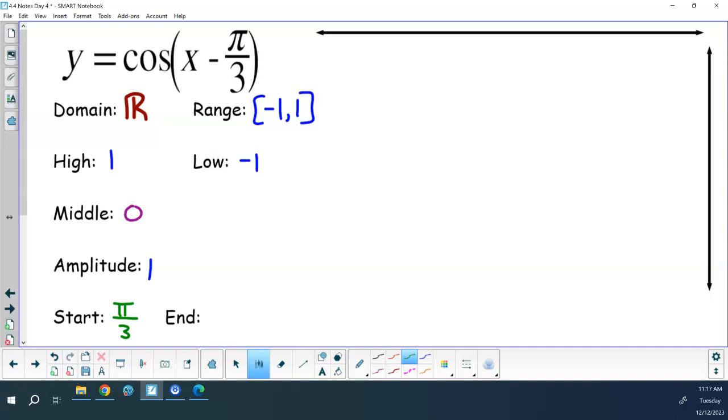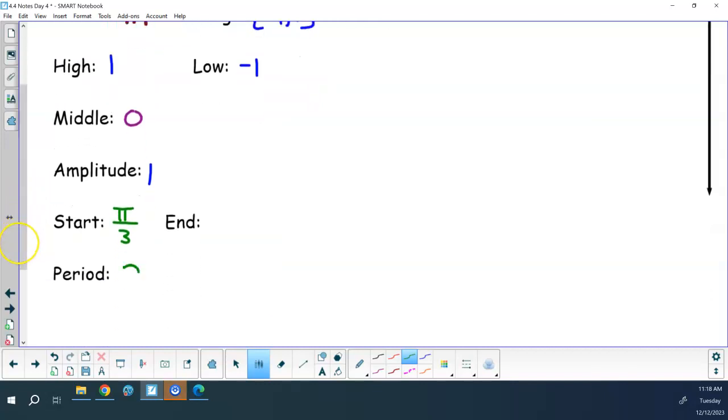B value. B value or period? Because you gave me the period, right? What's the B value, though? What's the B value? 1, right? Because there's no coefficient on the x. Okay? So it's 1, so that makes 2 pi divided by b the period. So the period here is 2 pi.